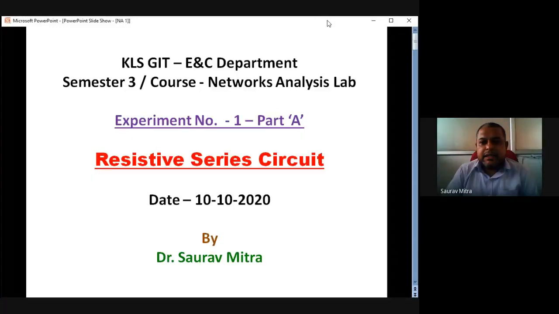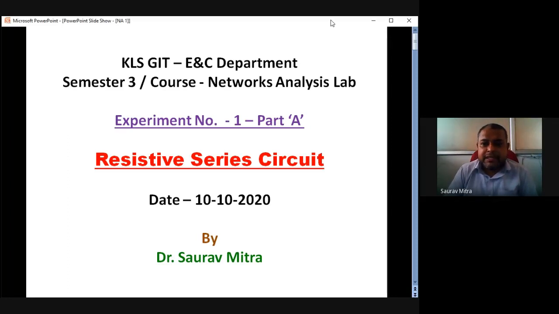So I'll start with the very basic simple circuit, which will be using Ohm's law as the basis, and there will be Kirchhoff's voltage law, which is called KVL. So I'll be telling you a lot of things, but what exactly to write in the experiment journal will be a little shortened version of this.